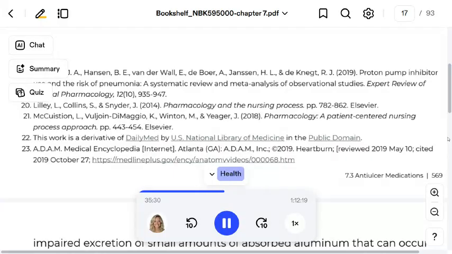Health teaching and health promotion. Stool softeners may interact with other medications, such as blood thinners or antibiotics. They should not be used in individuals with intestinal blockages.